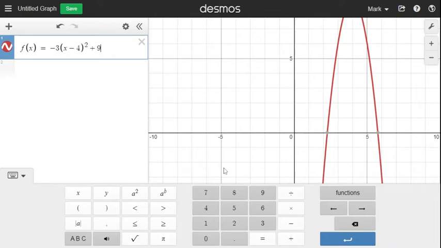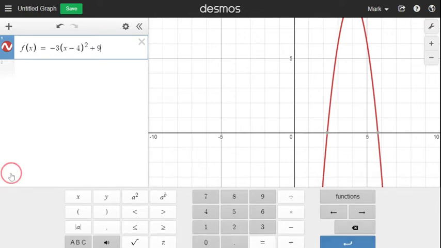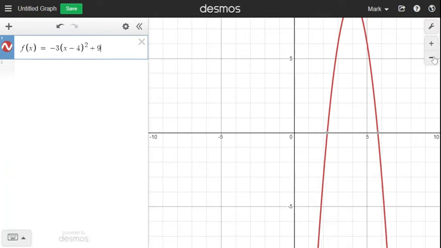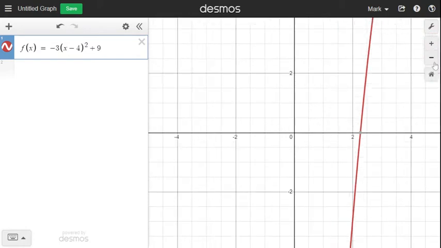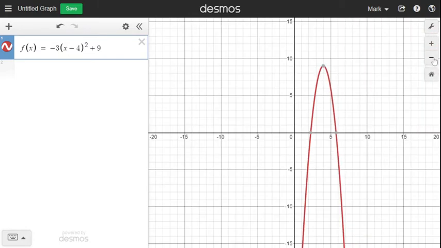So now I want to investigate this. I can get rid of my keypad here so I can see my full parabola. I can zoom in, and zoom out with the minus key, so I can see everything. This is good right here. Does it have an absolute min or absolute max? This parabola opens down, so it has an absolute max. That absolute max is the point (4, 9), which is the vertex, and so the value of the max is 9, the y-coordinate.